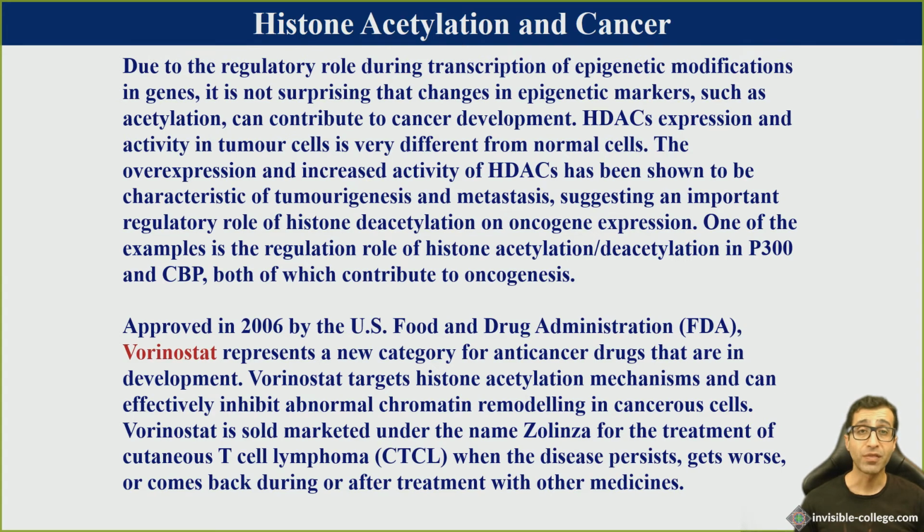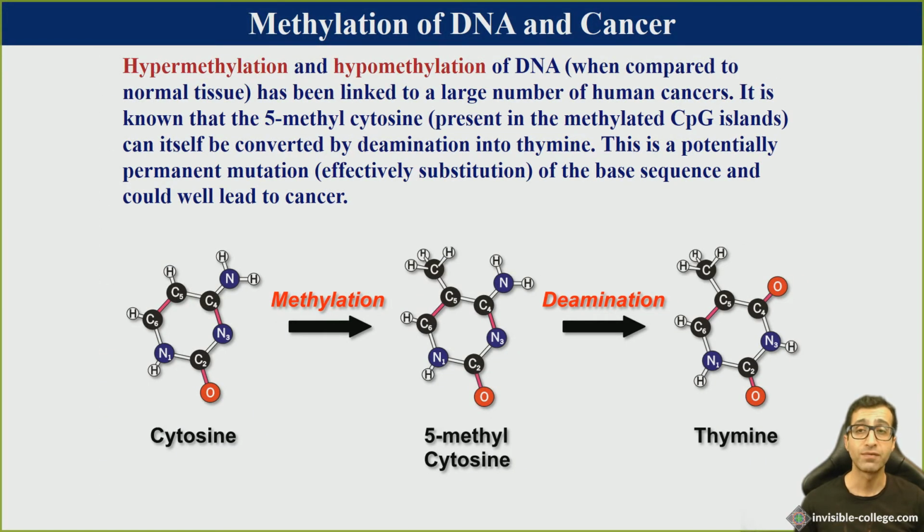Now, hypermethylation or hypomethylation of DNA when compared to normal tissues has been linked to a large number of different types of human cancer. It's known that the 5-methylcytosine present in the methylated CpG islands that we referred to before can itself be converted by deamination into thymine. This is a potentially permanent mutation, and so it's effectively a substitution of the base sequence, and this could well lead to cancer.